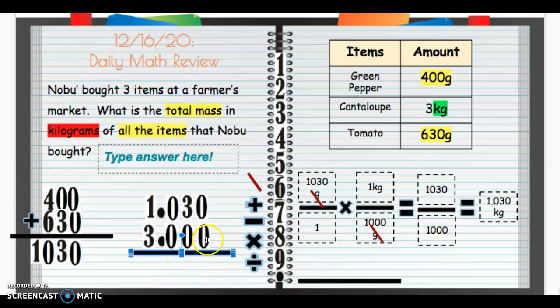0 plus 0 is 0. 3 plus 0 is 3. 0 plus 0 is 0. Ooh, we have to drop that decimal point down. And 1 plus 3 is 4. So our answer is, what is the total mass in kilograms of all the items? It would be 4.030 kilograms. And that's DMR for today.